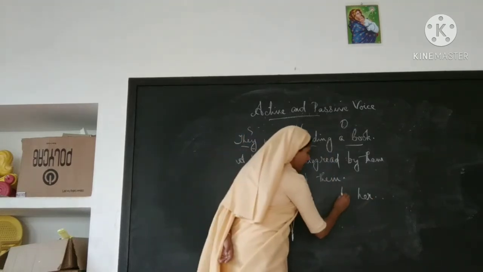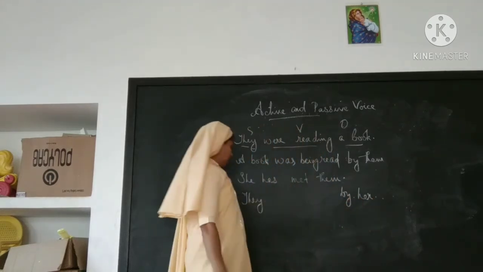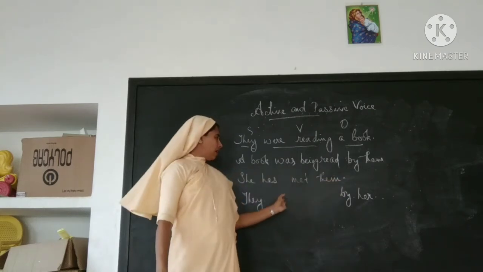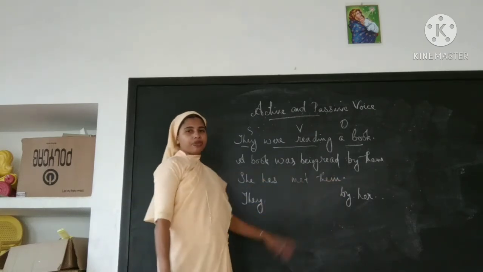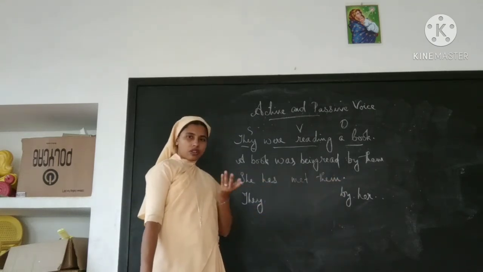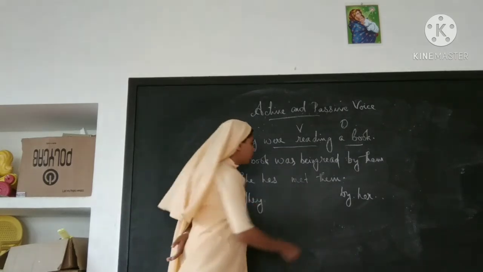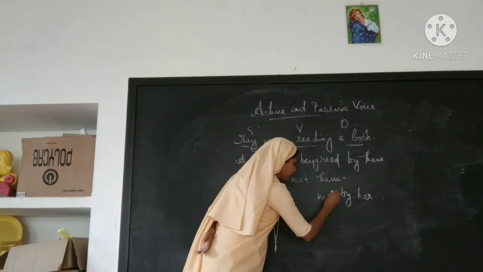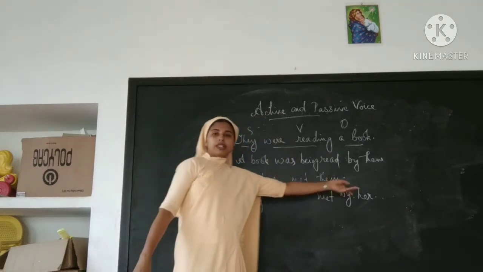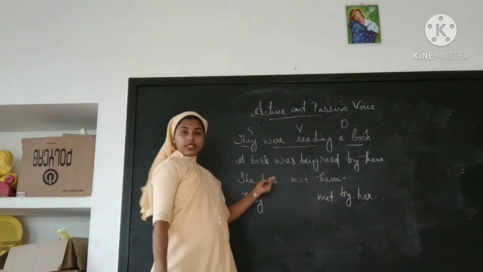And by will be added along with it. They by her, and the verb is always V3. In perfect tenses, already the verb is in V3, so the same verb will be used in perfect tense. They met by her.